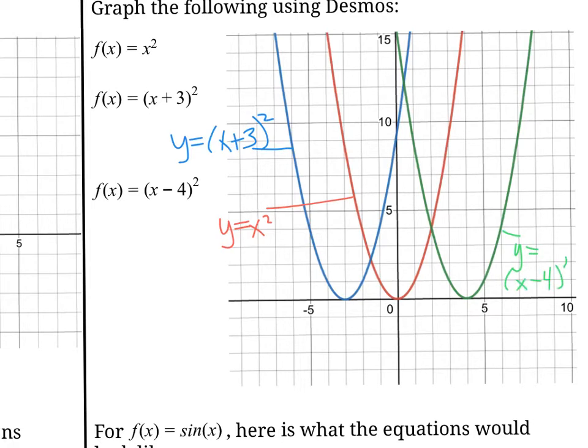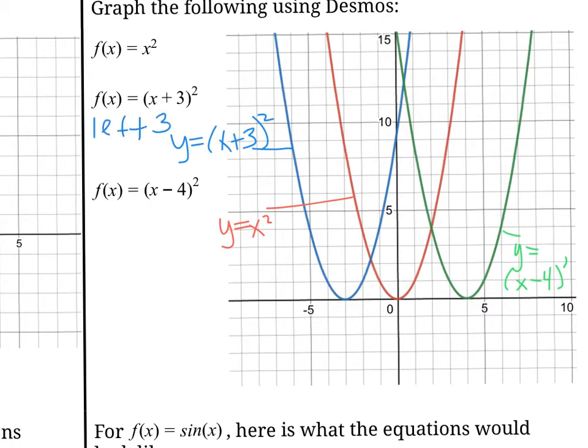So what happened? When we add and subtract numbers inside the function, it didn't move it up and down anymore. It moved it left and right. Here's our original. It looks like we added a 3 to x, and we went to the left, left 3 units. It went from 0 to negative 3, 1 to negative 2.